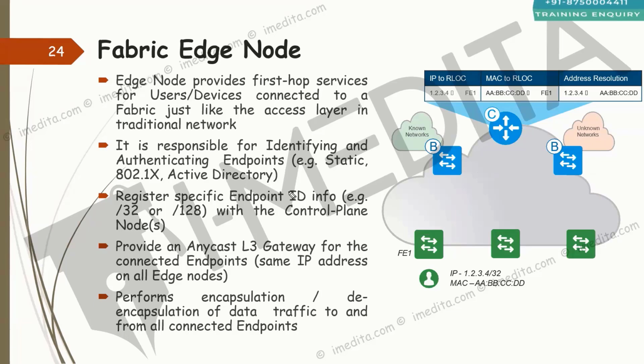So the point is, the fabric edge nodes are the place where we are going to connect our end users, our access points, and our policy extended nodes. As soon as the fabric edge node detects a device, it is going to register its endpoint ID, which is an IP address or MAC address, along with its own IP address, onto the control plane node. This device detects that a device has come online and registers its endpoint ID with its RLOC address.